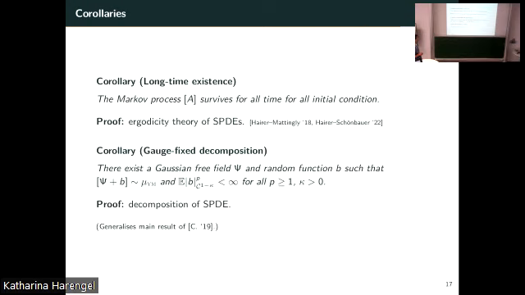Another corollary, this time about the actual measure, is that this gives you a very nice gauge-fixed decomposition of the measure. The statement is that there exists a Gaussian free field psi and a random one-form B, defined on the same probability space, such that the sum of these is equivalent to the Yang-Mills measure when you project it down to gauge orbits. This function B has good regularity properties: it is almost Lipschitz, its almost-Lipschitz norm has finite moments of all orders, and this proof basically follows from the decomposition of the SPDE.